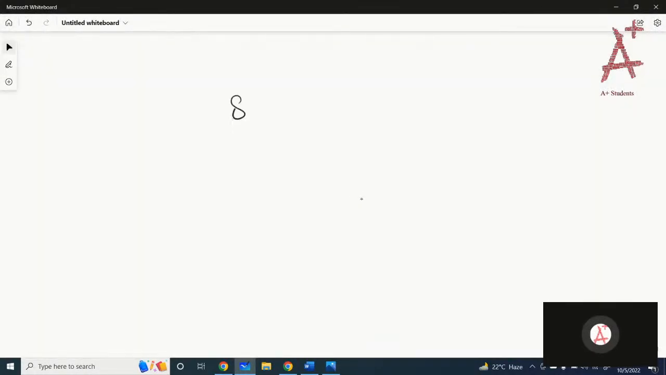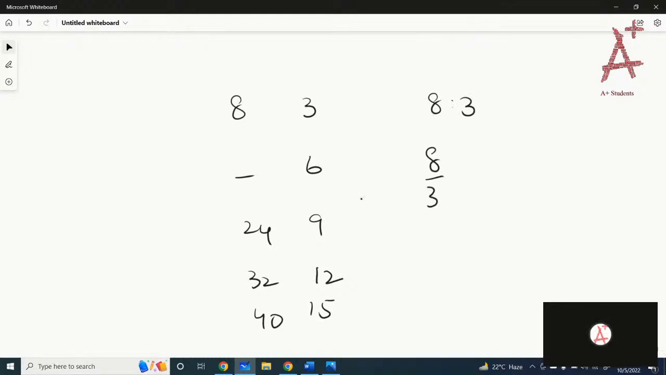Okay, complete the ratio table. 8 ratio 3, the missing number ratio 6, 24 ratio 9, 32 ratio 12, and 40 ratio 15. So just look at the first ratio, 8 ratio 3. You have to write them as a fractional form. That would be 8 over 3. You have to find the second ratio. So just multiply and divide by the same number.